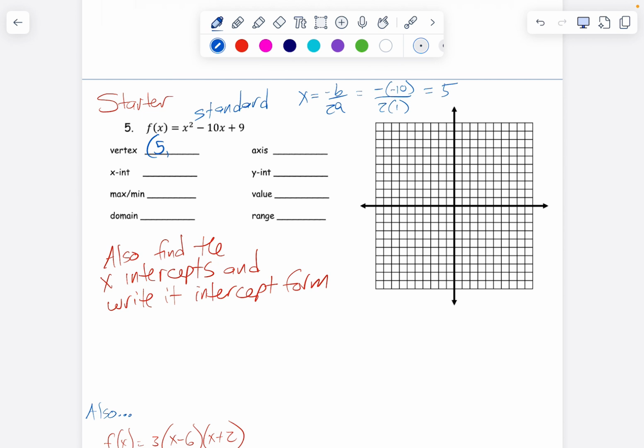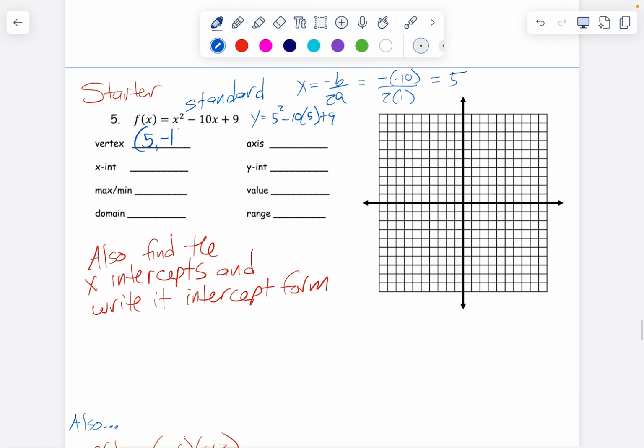Okay, and then we go to get the y coordinate. We just plug that 5 in, and it's 5 squared minus 10 times 5 plus 9. So again, this is calculator now. So plug it in, do it in your head, but check it maybe on a calculator. So 25 minus 50, that's negative 25. And then going back up from negative 25 to negative 16. So our vertex is at 5, negative 16.